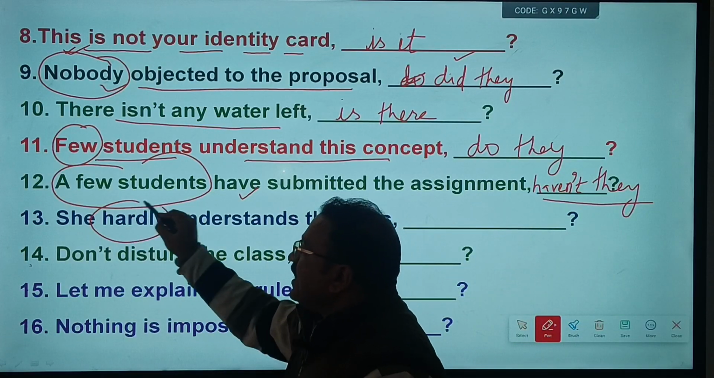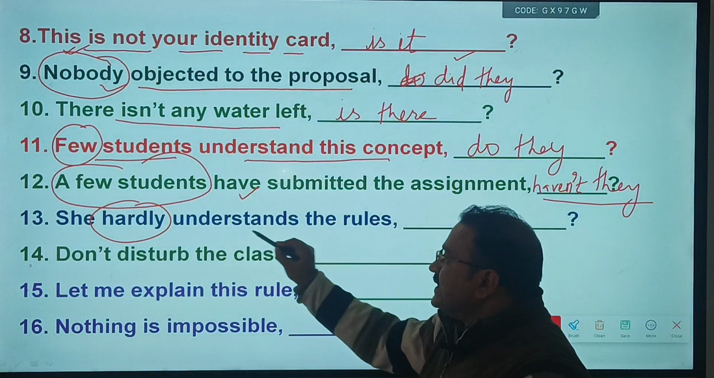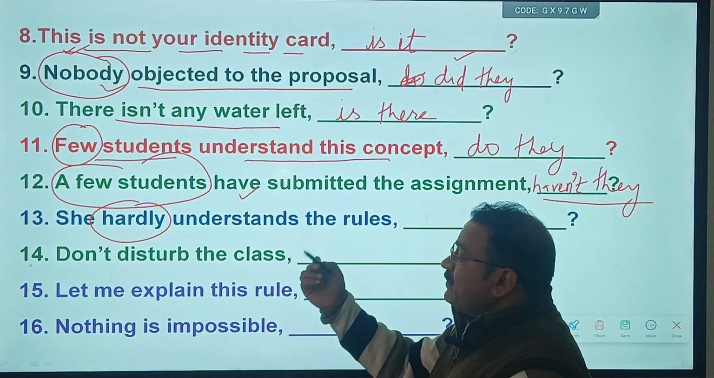Okay, she hardly understands the rules. So hardly is what? Negative word, making this sentence negative. What will we do here?